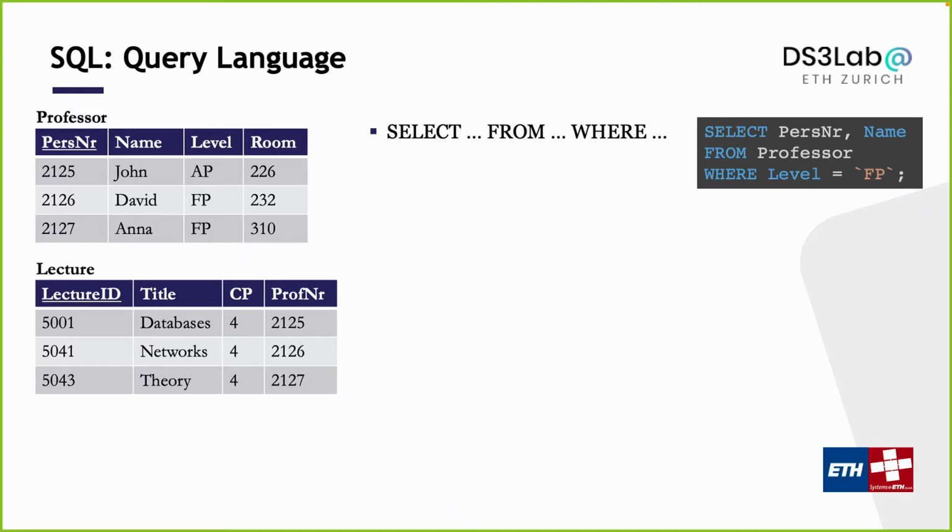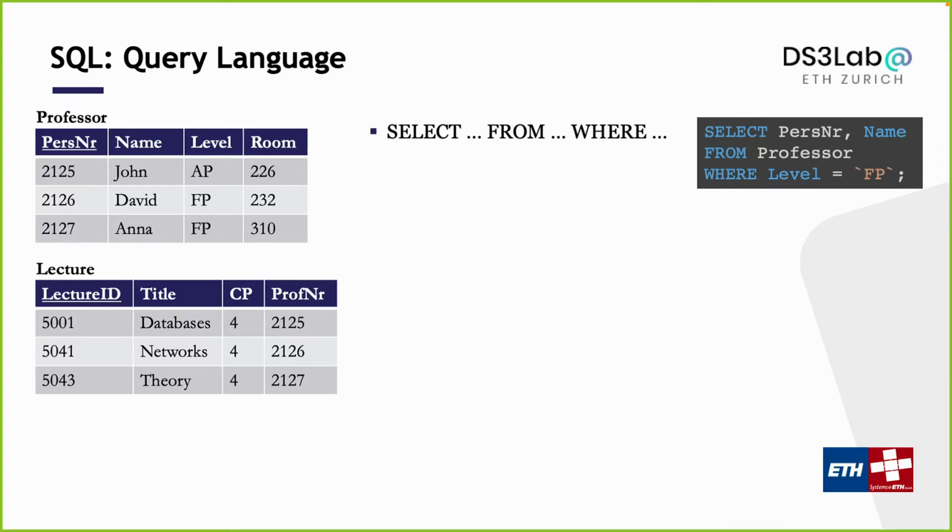So what are you going to do? As a human, you are going to tell me, okay, I want to select all the professors. So what's that condition? Level equals FP. And that's pretty much what you have in the select from where statement. In this case, you select personnel number and the name of the professor from a relation, which is professor, where the level equals FP. That's almost human understandable, right? So this is actually the beauty of SQL because everyone can read this and roughly understand what you're trying to do. But this can be even more precise.